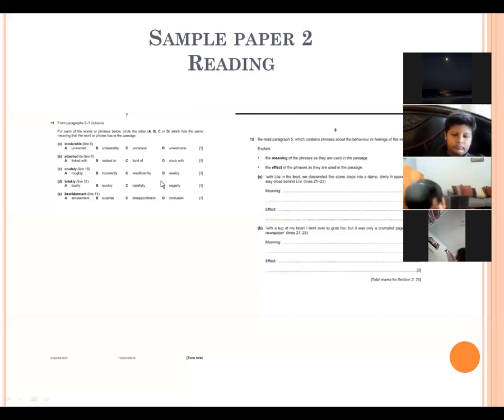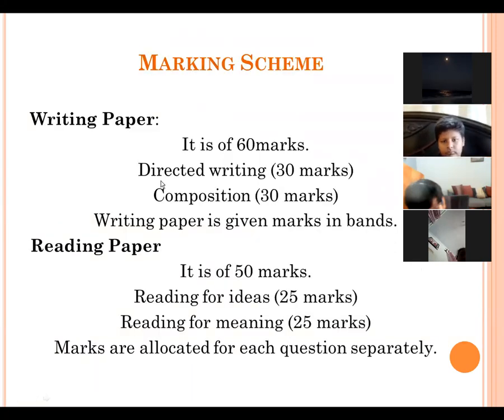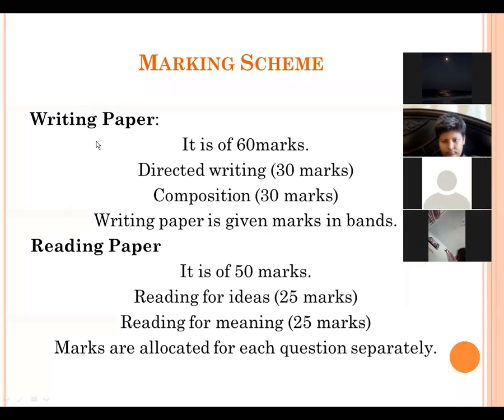Now, this is the overall marking criteria, you can say, or the marking scheme. Writing paper, 60 marks. Directed writing, 30. Composition, 30. And then you will be given marks in the form of bands. I'll be guiding you about bands as well in the coming classes. What are bands? Right? You are marked in bands in writing paper.